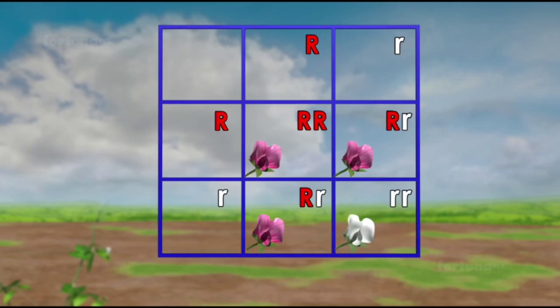A Punnett square also illustrates genotype combinations. In this monohybrid cross, the homozygous dominant combination will be 1 out of 4, meaning it will be 25% of the genotypes. The homozygous recessive will also be 1 out of 4, meaning 25%. The remaining heterozygous genotypes will be 2 out of 4, meaning 50%. The genotype ratio of a monohybrid cross is 1:2:1.